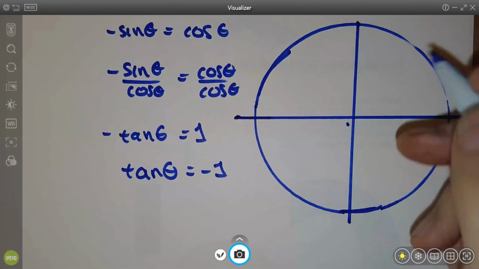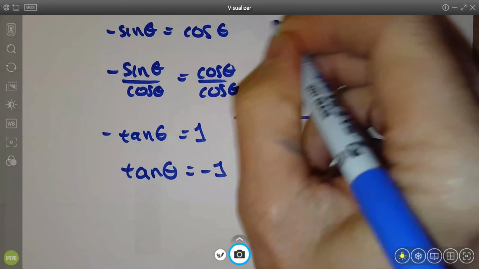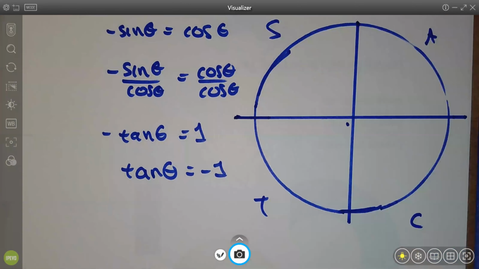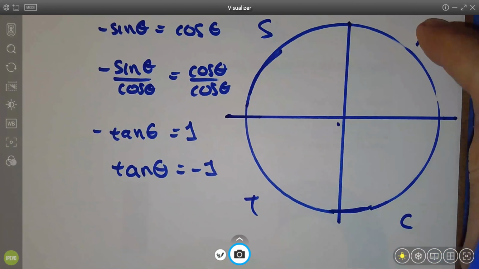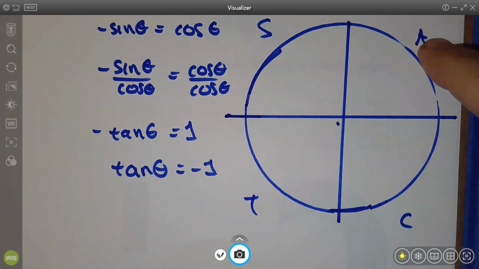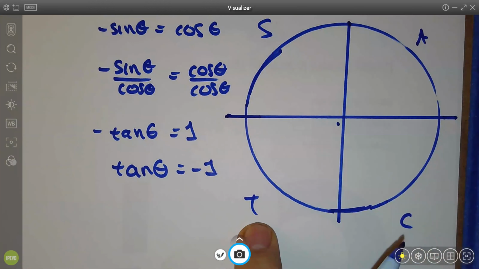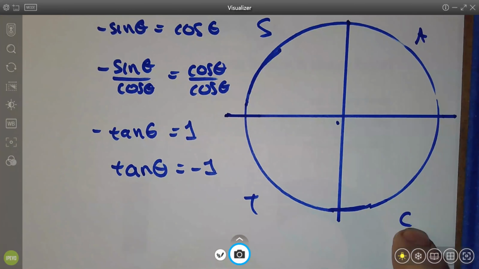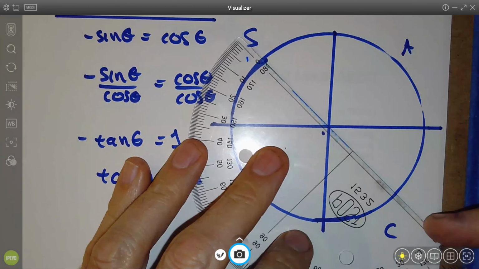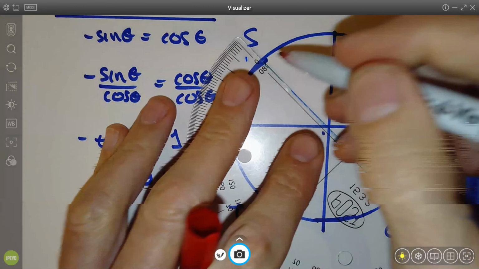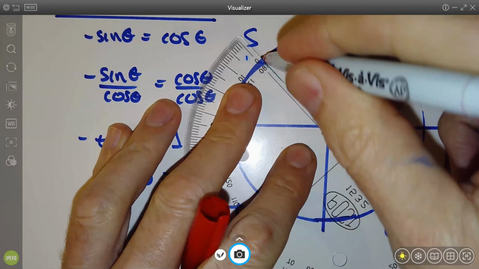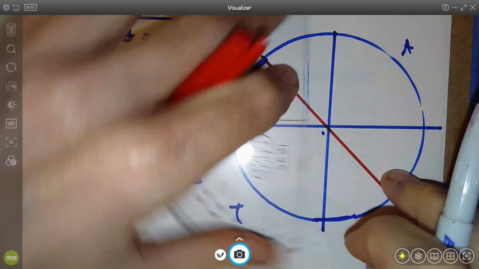So remember, all students take calculus. All of our trig functions are positive in the first quadrant. Sine and its reciprocal are positive in the second quadrant. Tangent and its reciprocal are positive in the third quadrant. Cosine and its reciprocal are positive in the fourth quadrant. And we've got to find where tangent of theta equals -1. As I just said, tangent equals 1 and -1 along these lines.